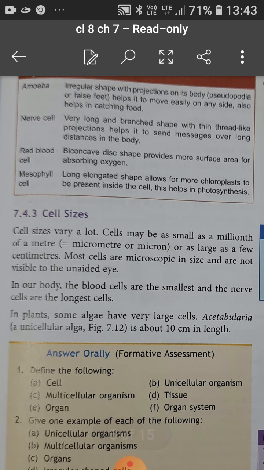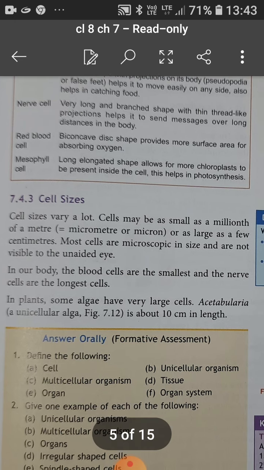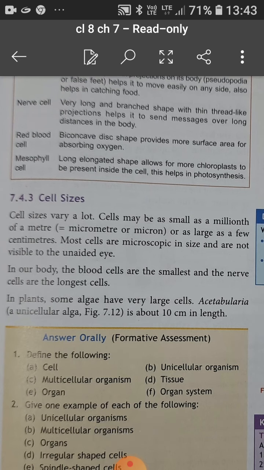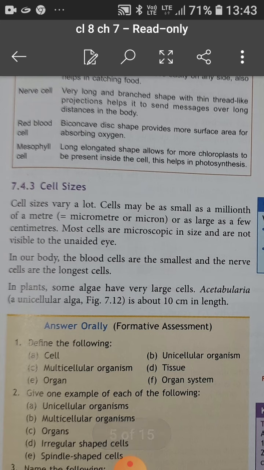Now about cell sizes. Cell sizes vary a lot. Cells may be as small as a millionth of a meter. You can call it micrometer or micron, or as long as a few centimeters. Most cells are microscopic in size and are not visible to the unaided eye. It means that some cells are very small, so you cannot see them with your naked eyes.